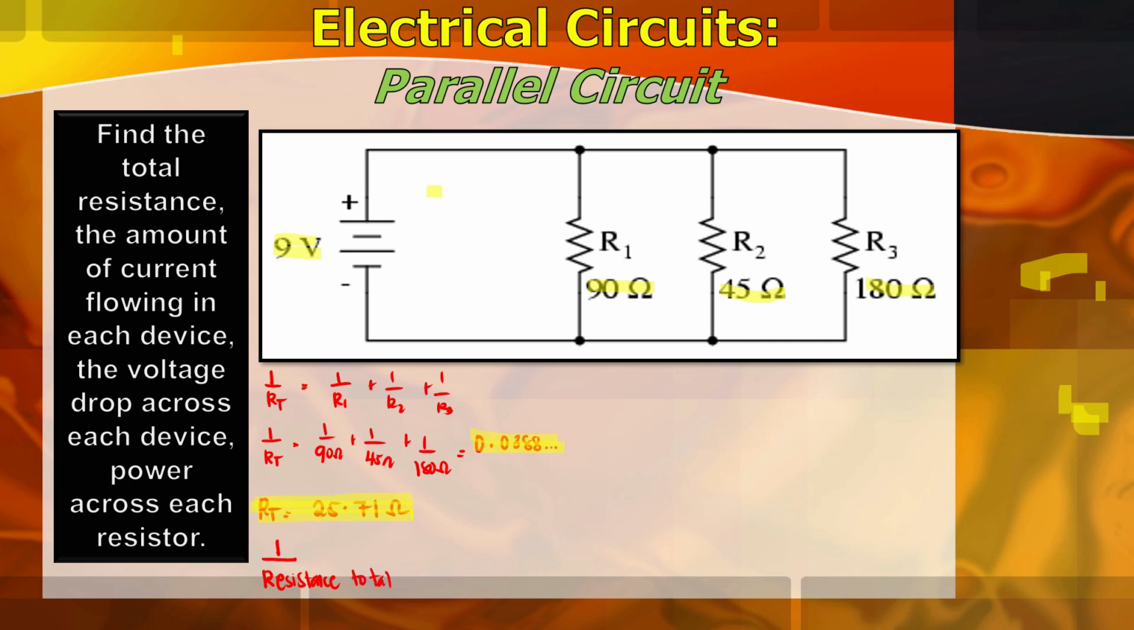So, tandaan yan para makuha natin yung R total value natin. Next, let's try to solve for our current flowing for each device. Take note, sabi natin sa parallel circuit kanina, our voltage from B1, B2, and B3 or the voltage drop will be the same with our source.